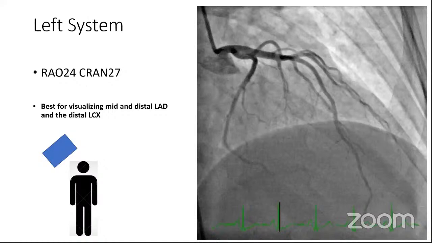So this is the diaphragm, so I'm in a cranial view. Ribs are directed to the right side, so RAO cranial. We can see here the proximal part, but it's all overlapping, so we cannot really judge it. But we can see the mid segments and the distals very nicely.